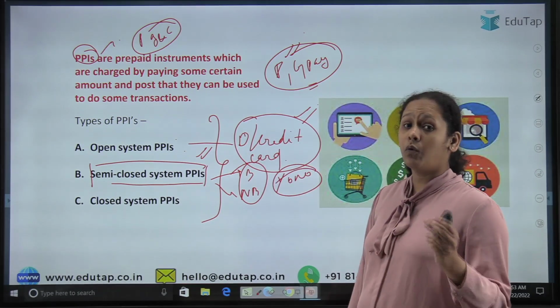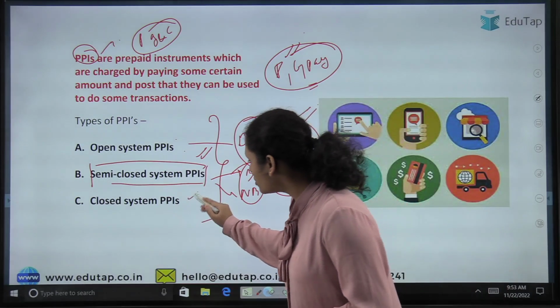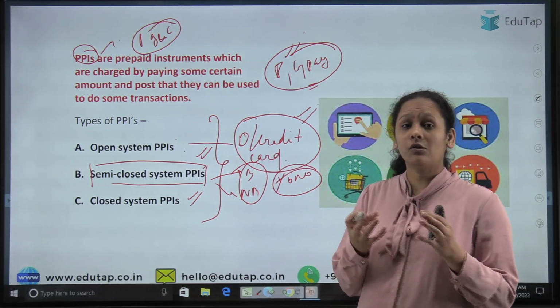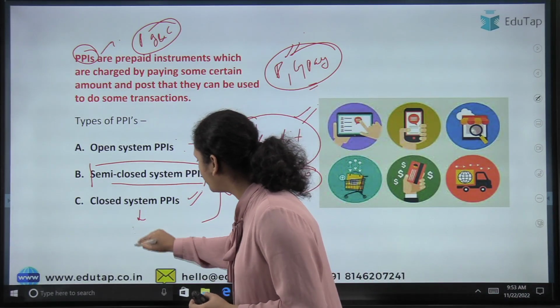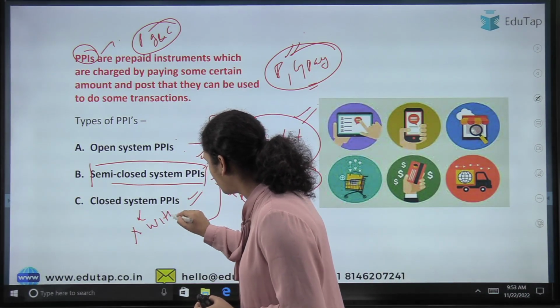Okay. Now, what is a closed PPI system? Closed PPI system may be like semi-closed. You cannot withdraw cash. Okay.